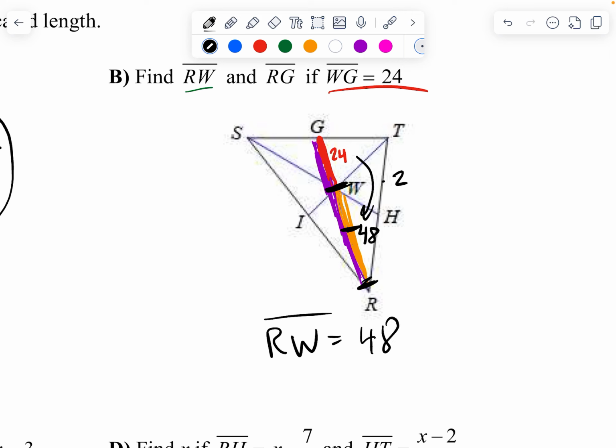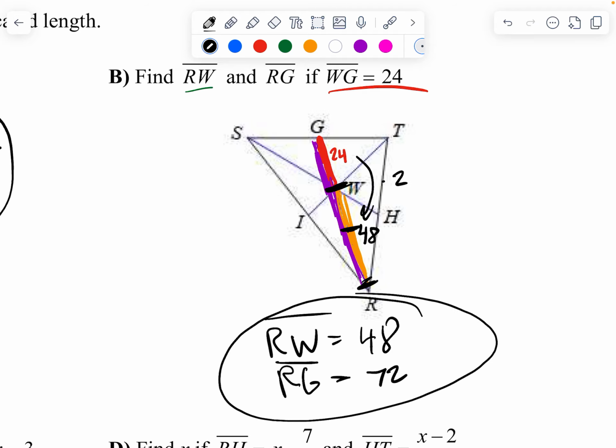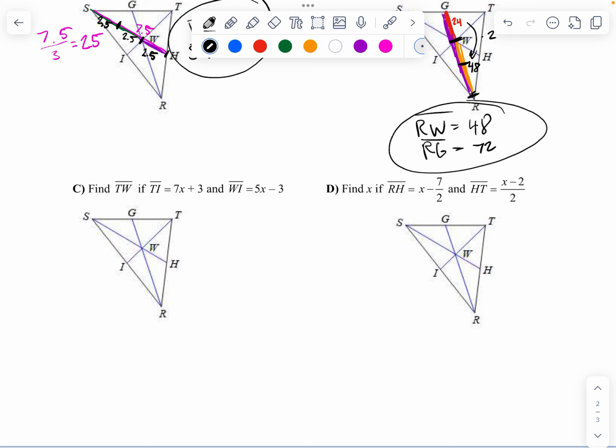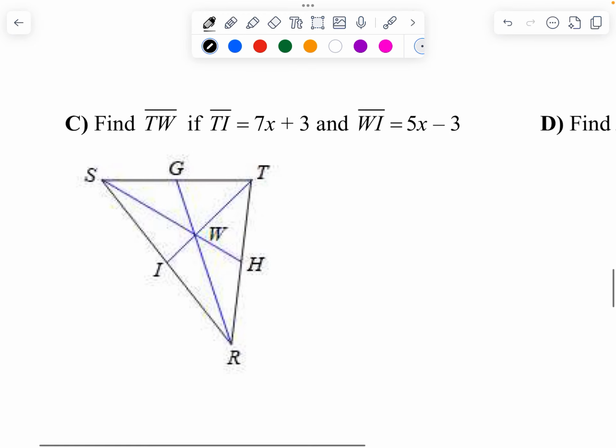Now, if I want to know the whole thing, R to G, same process. Now I just know it's 24 and 48 combined, which gives us a total of 72. Done. Okay, so just using that relationship there. Now, C and D are actual algebraic expressions, so let's start with C and go to D next.